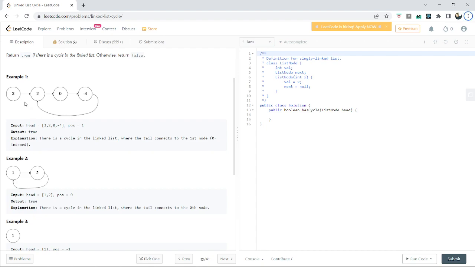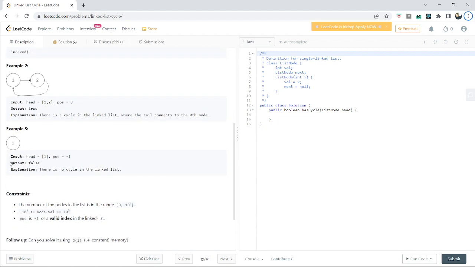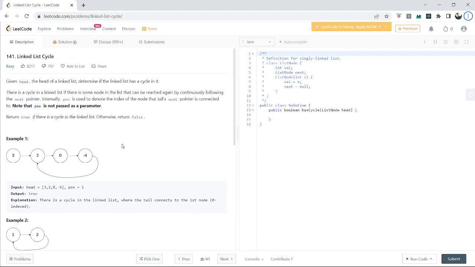So for example, in this linked list, 3, 2, 0 and -4, as the next node of -4 is 2, there is a cycle because this list does not end with null after -4. So we have to return true in this case. Here also there is a cycle, so we return true. In the third example, there is only one node, and so next of this one is null, and hence there is no cycle here. So we have to return false in this case.